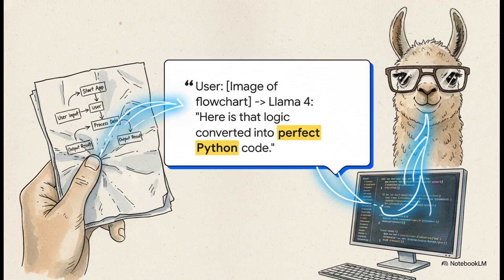I mean, just think about the possibilities here. You could sketch out a flowchart on a napkin for some new app idea, right? You just show it to your local Llama 4 and bam, it spits out perfect Python code to make it work. This isn't some far-off future stuff. This is what you can do on your own computer today.